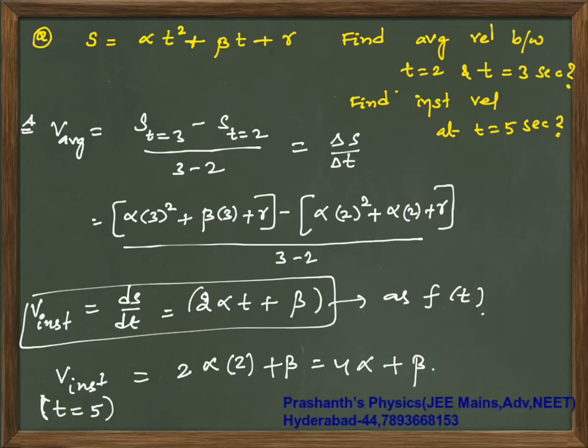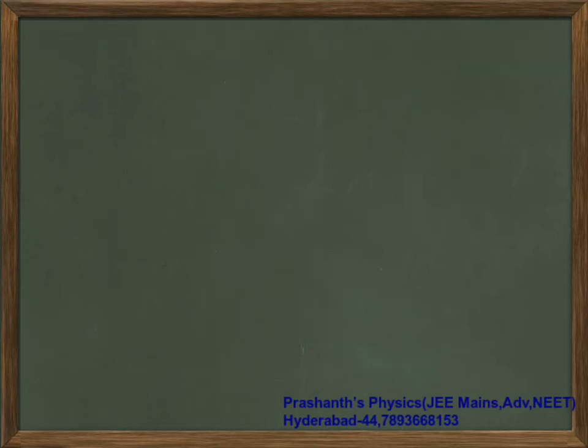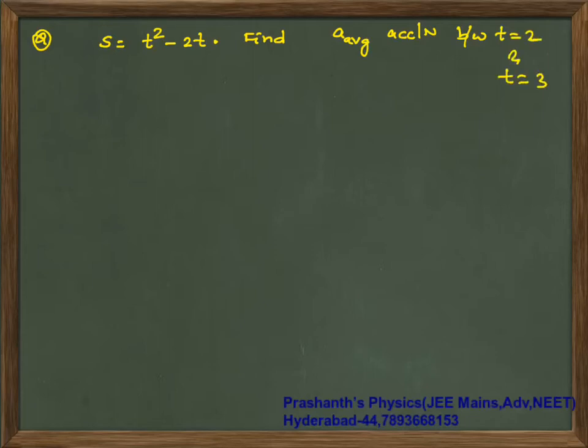Now let us continue further. We will try to do some more problems. So the next question is, let us say your displacement is t square minus 2t. Now if you are asked to find average acceleration between t equal to 2 and t equal to 3, let us change the question. Let us say it is t cube minus 2t square, and you are asked average acceleration between t equal to 2 and t equal to 3.